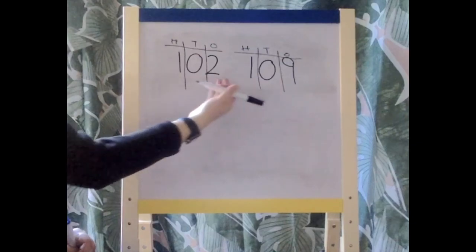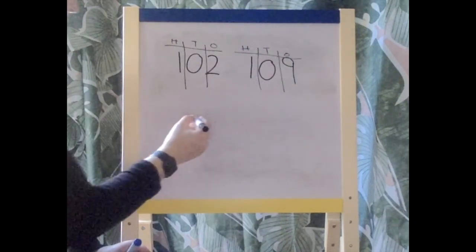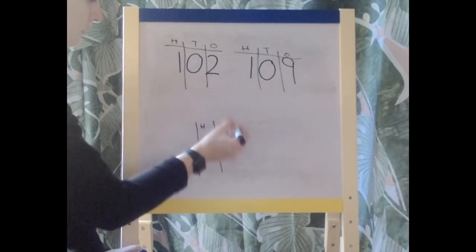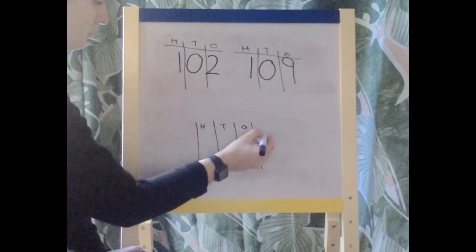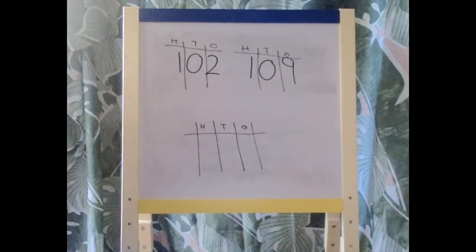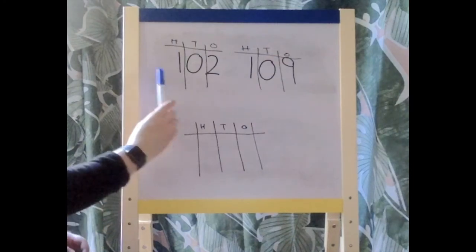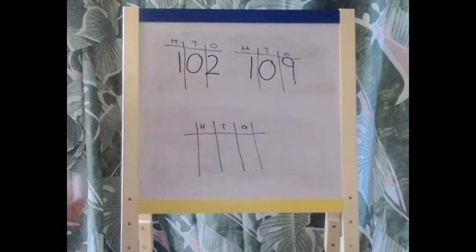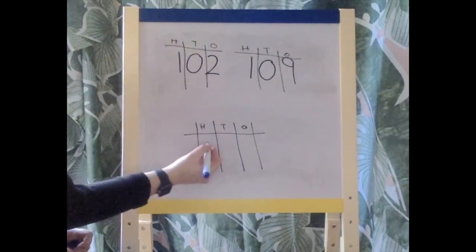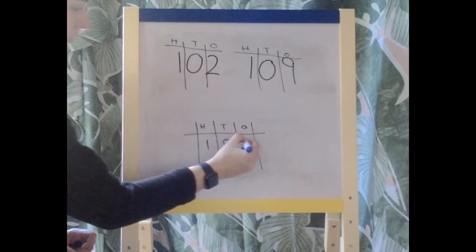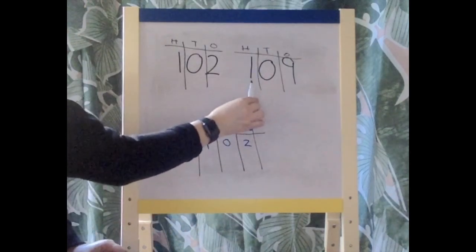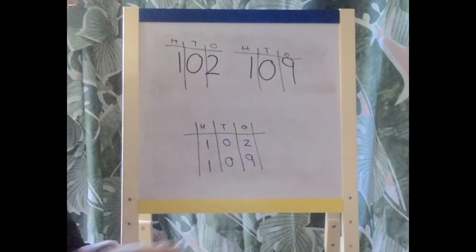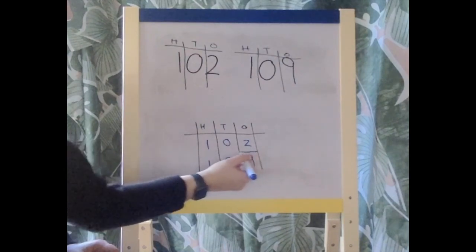Okay, so we've split our numbers into their place value columns. Let's draw one down here to help us figure it out. Alright, starting again from left to right, we've got a 1 in the hundreds column, 0 in the tens, and 2 in the ones. So let's draw that out. Same again, left to right. Okay, so we've got our two numbers there.